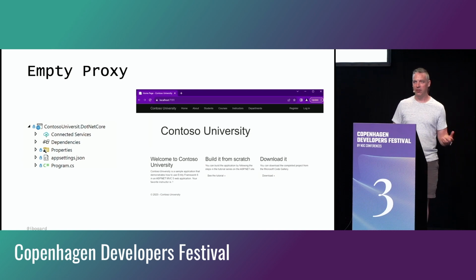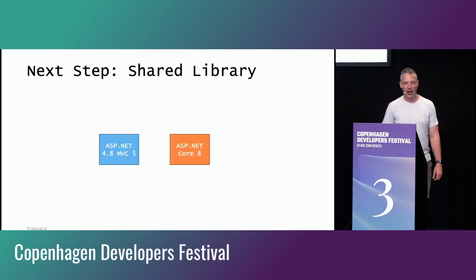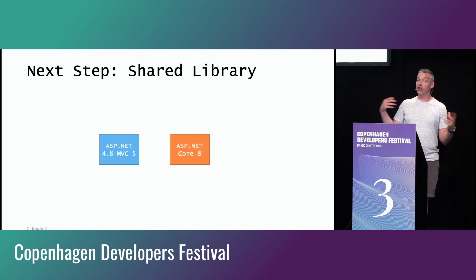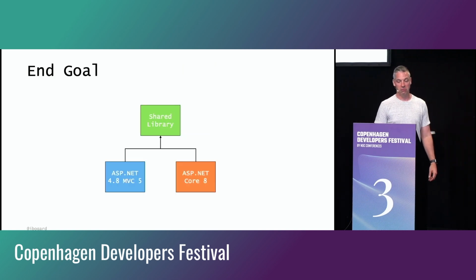Okay, so the next step was, okay, let's migrate our first controller. Oh my God, that's going to be a lot of stuff. So we had to make sure that there are going to be cases where there's shared code between the existing MVC5 application and the .NET Core 8 application. So we've got to make a shared library to be able to do all this.